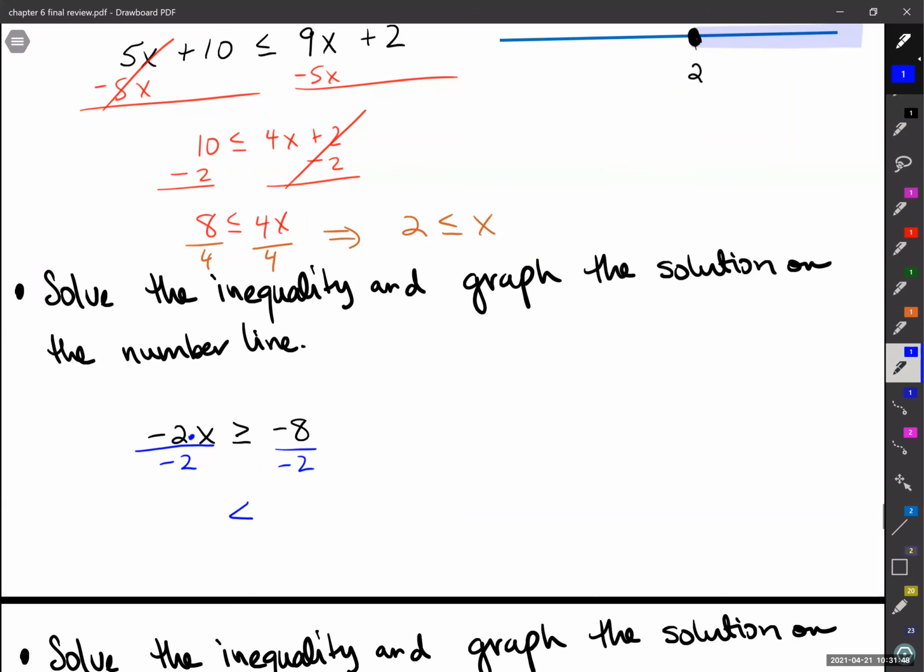Now remember, if it started equal, it stays equal. The only switch is for the switching of the inequality angle. So I've switched that first, so that's good. Now the -2's cancel and they just leave you with the x on this side. -8 divided by -4 is a +4.